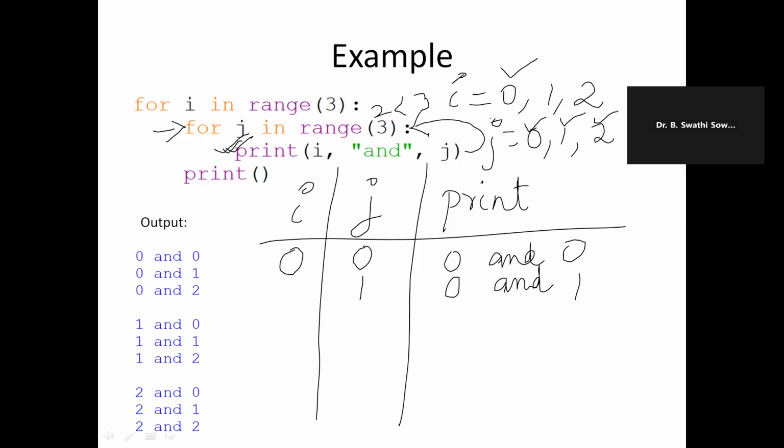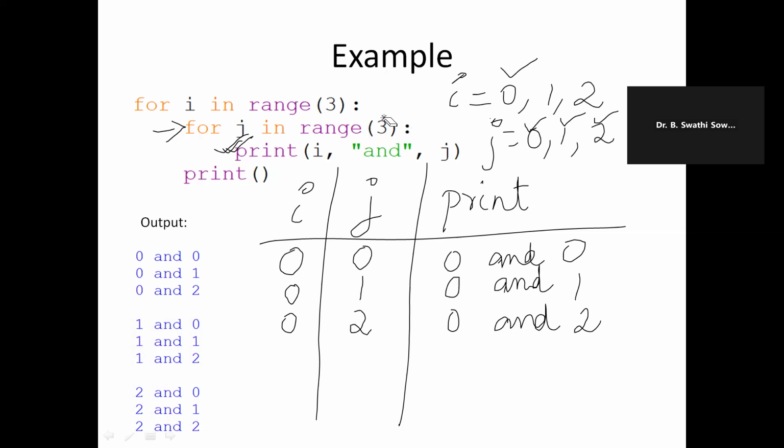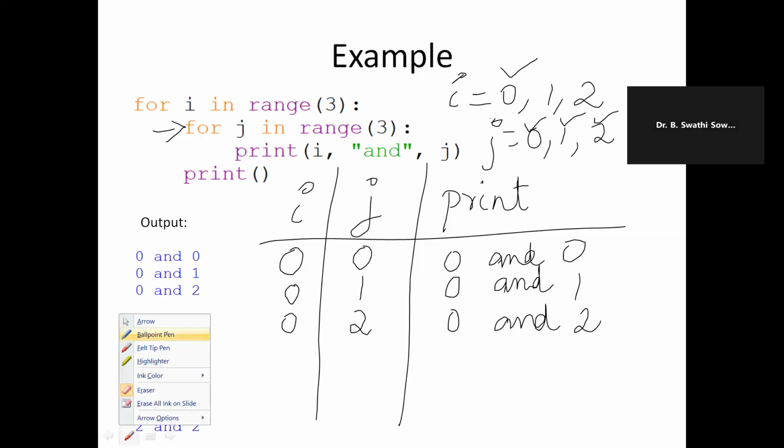So what is the value of i? The value of i didn't change, that is 0 only, but the value of j changed to 2, and now it is going to print 0 and 2. After that, again the j value has to be incremented. So till now we have incremented till j value is equal to 2. Now we have to increment j again.